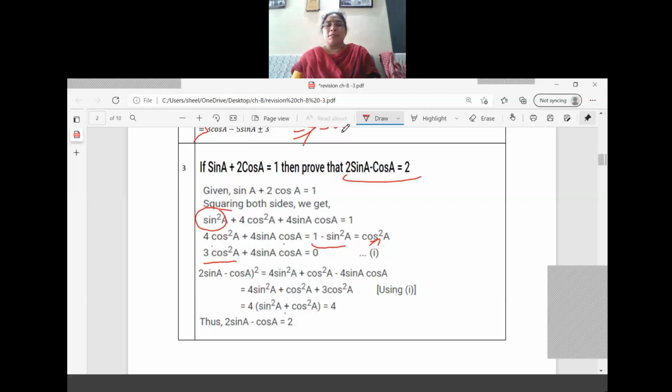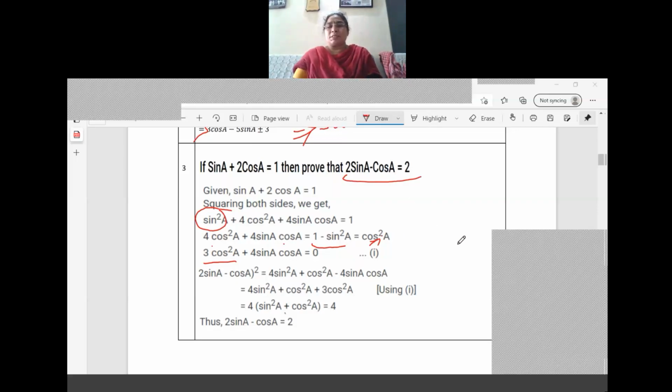Next, what happens? We are writing what is 2 sin A minus cos A. We don't know what it is yet; we are reaching up to here only, right? This first equation we are getting is the first part of the question. Now what is the next step? What is to be proved?